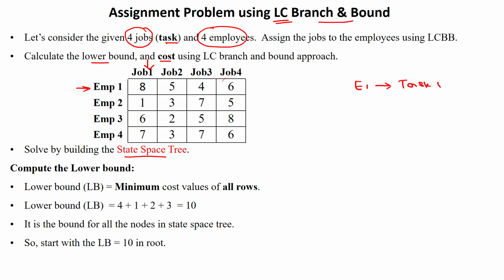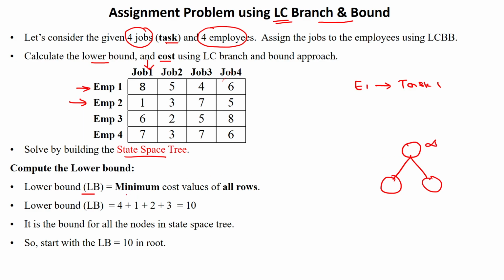In this approach, I am using the row wise selection by assigning the job to each and every employee. So here we will construct the state space tree for reaching the goal state by minimizing the cost. So here we have to calculate the lower bound. Initially we are unaware of the lower bound.